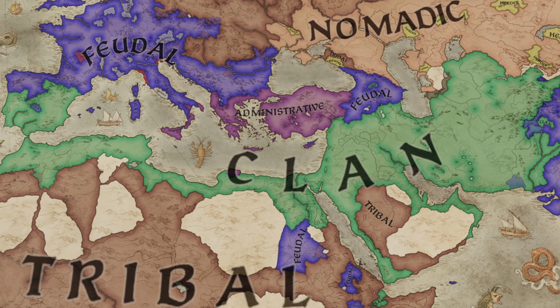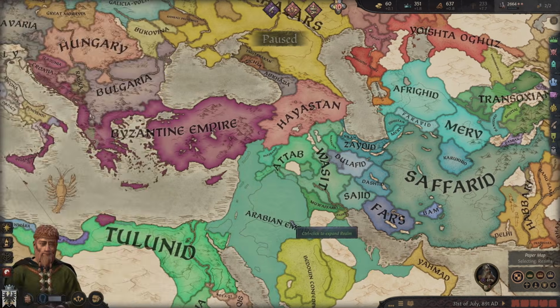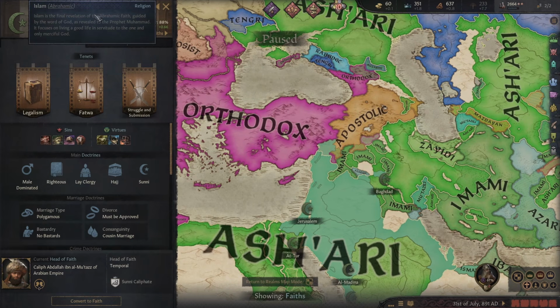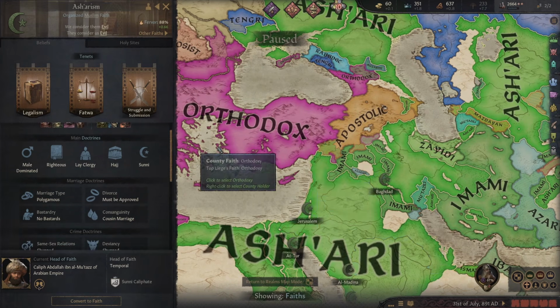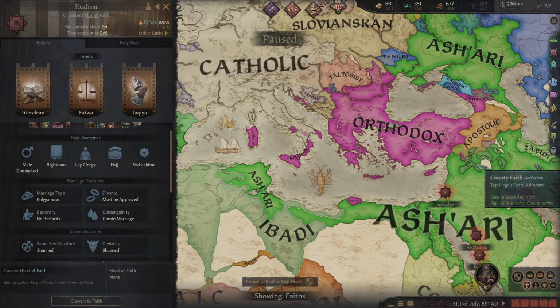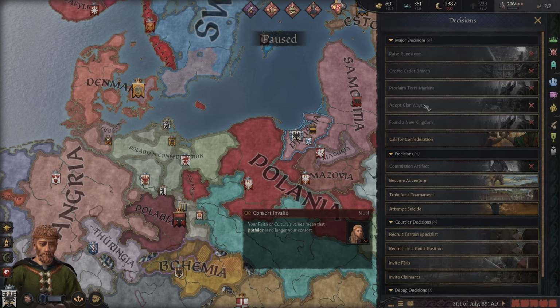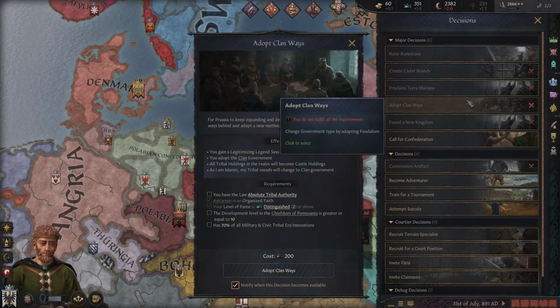Of course, many characters in any start date are already clan. But what if you want to make a clan realm from scratch? To adopt clan government, you must follow a Muslim faith, or your culture must have either Iranian, Turkic or Arabic cultural heritage. If you fulfill this requirement, you can adopt clan government the same way you would adopt feudal, with a major decision if tribal, or through a settled step decision if you're nomadic.